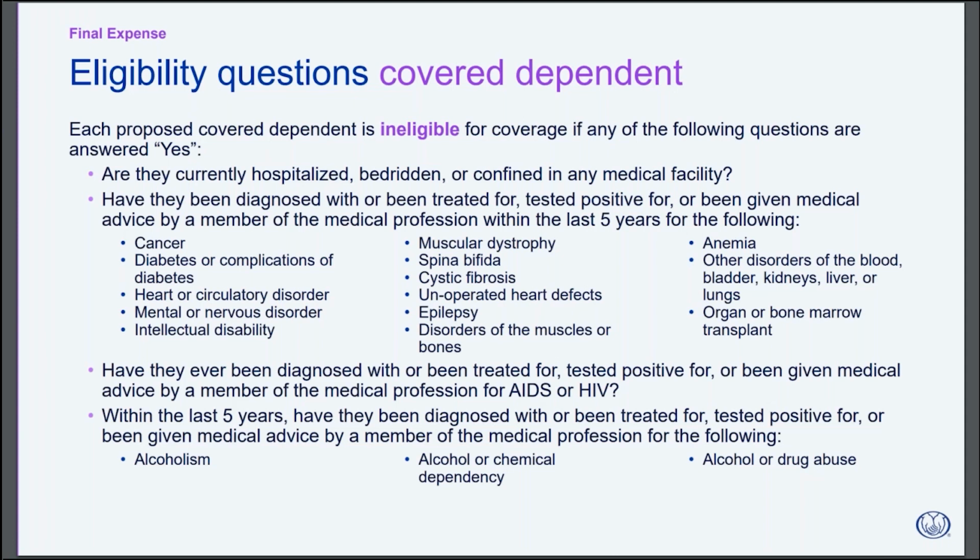Have you been diagnosed in the past 5 years by a medical professional with cancer, diabetes with complications, heart, mental, nervous disorder, or intellectual disability? Again, there's a lot of them there, and a lot of these we see a lot. I won't bore you by reading every one of these. All these questions, again, these slides are going to be available for you.